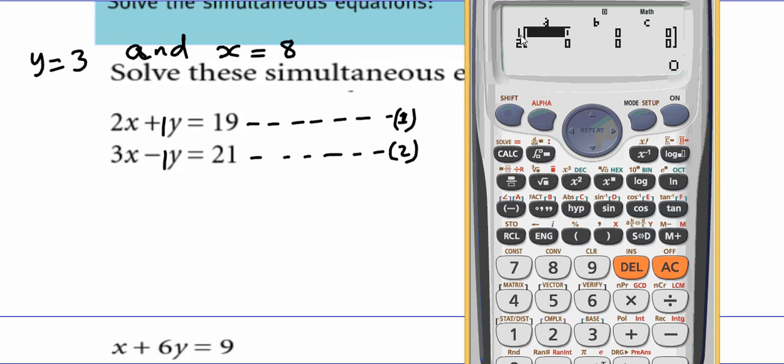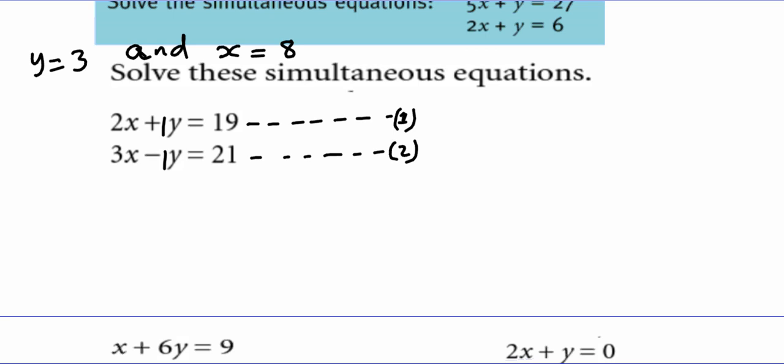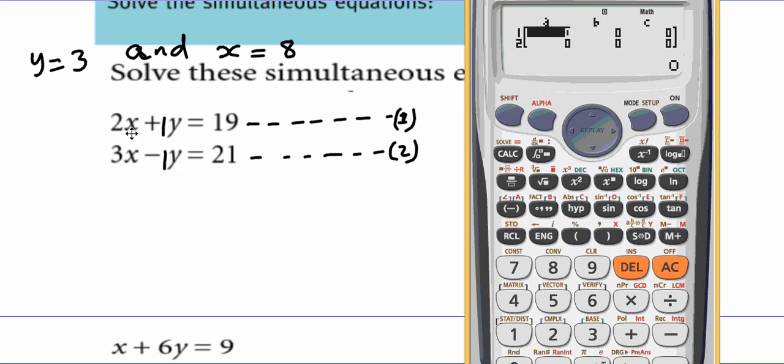Okay, let me start with equation 1. Equation 1 has got the number 2. Okay, equation 1 A is 2. So you write 2, hit equals, and B for equation number 1 is this number here before y. Okay, so write 1, hit equals. Now C for equation number 1 is this answer here, 19. So put 19, hit equals. Okay, then the calculator will automatically take you to equation number 2.